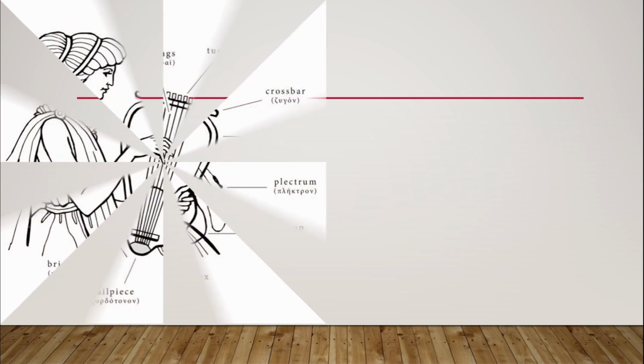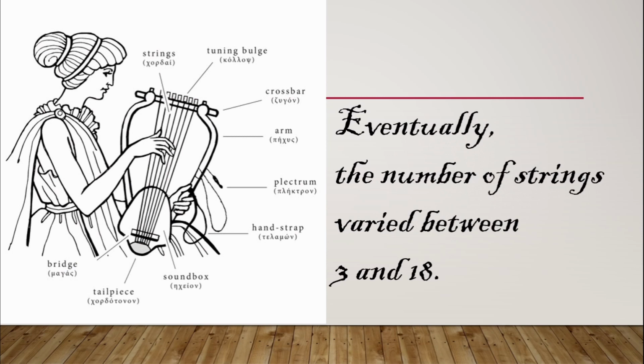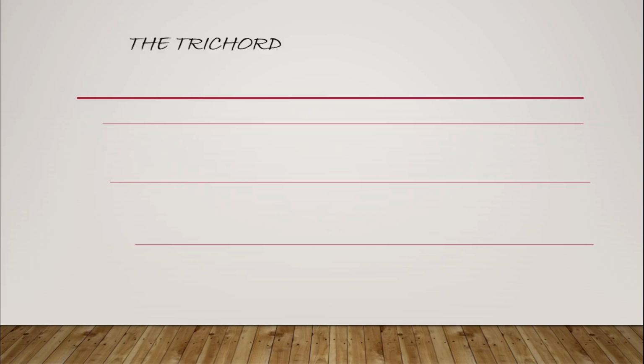Talking about strings. Eventually the number of strings varied between 3 and 18. And the trichord, guess what that was? No, it doesn't have too much to do with the tri-wizard tournament, sorry for that. It's just a lyre with 3 strings. These strings were named after their position on the instrument, and in analogy to the position of the strings, the notes were named after the strings that produced them, and not the other way around. And here we are, the trichord.